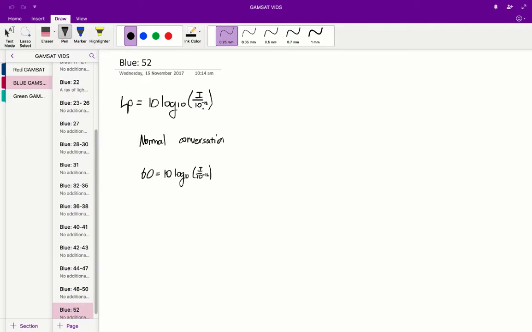So if we can figure out what the sound intensity is, or I, then we'll be able to figure out the sound intensity level or decibels, LP, on the left. And vice versa as well.